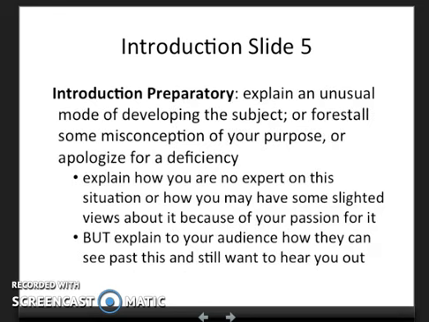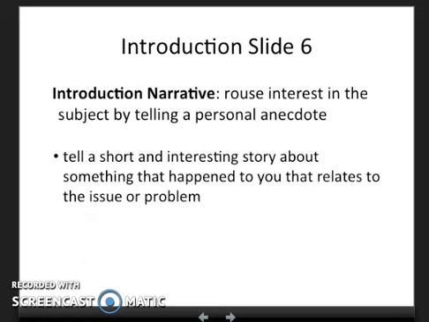You might also give an introduction preparatory, or explain an unusual mode of developing the subject, or forestall some misconception of your purpose, or apologize for a deficiency. This is kind of a different way of introducing your issue. Maybe you explain how you're no expert on this situation, or how you might have some slighted views on it because of your passion for it, but ask your audience to forgive you and explain how they can see past this, and have them still want to hear you out.